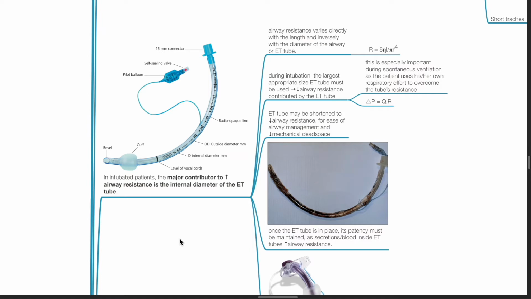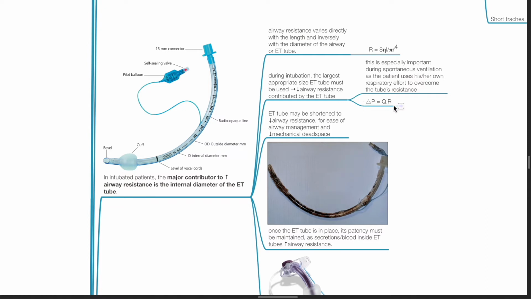Airway resistance varies directly with the length and inversely with the diameter of the airway. During intubation, the largest appropriate sized endotracheal tube must be used to reduce airway resistance contributed by the endotracheal tube. This is especially important in patients who are spontaneously ventilating, as they use their own respiratory effort to overcome the tube's resistance. The pressure gradient, which represents work of breathing, equals flow times resistance.